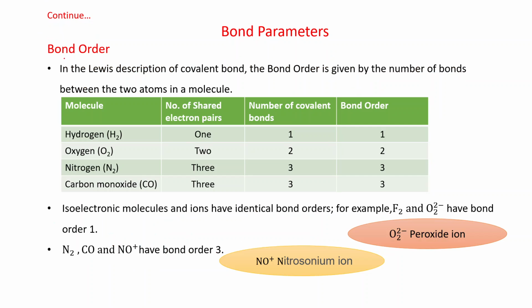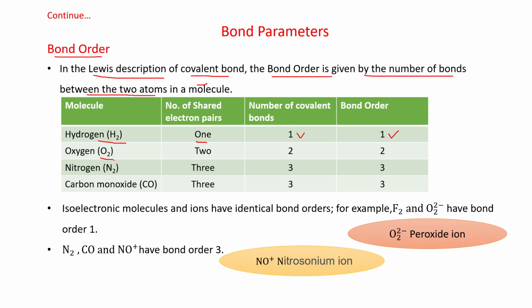Next bond parameter is bond order. In the Lewis description of covalent bond, the bond order is given by the number of bonds between two atoms in a molecule. For example, hydrogen molecule. There is one shared electron pair. Number of covalent bonds is 1. That's why bond order is also 1.